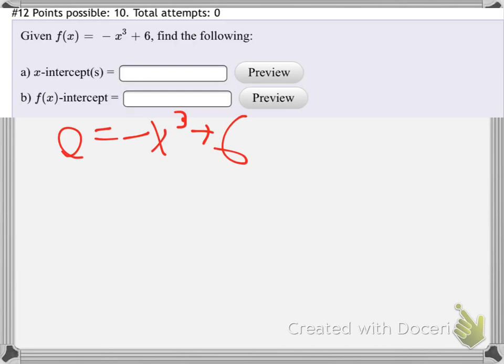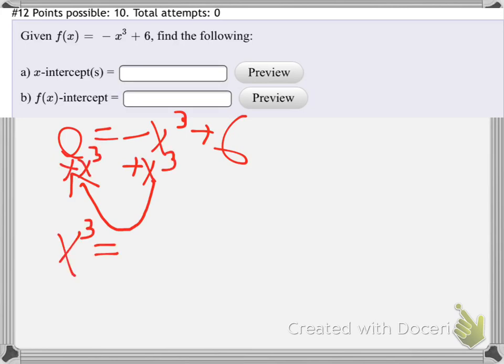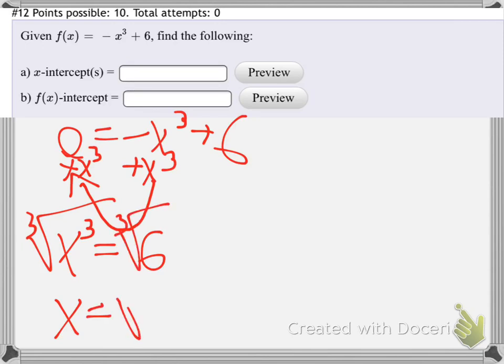Probably we'll get the x by itself at this point. And so if we have that, maybe we'll move this minus x^3 to the other side, plus x^3 on both sides. And then we'll have x^3 equals positive 6. And from there, maybe we'll cube root it to solve that out. And now we have x equals the cube root of 6, and that'll work out.